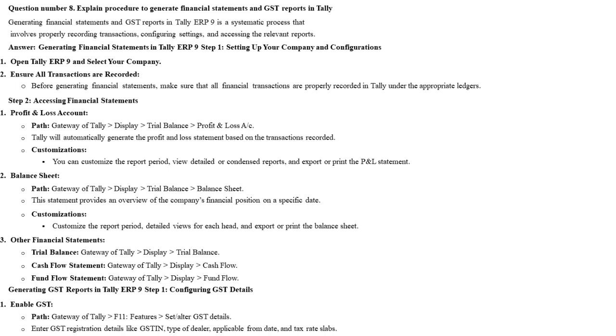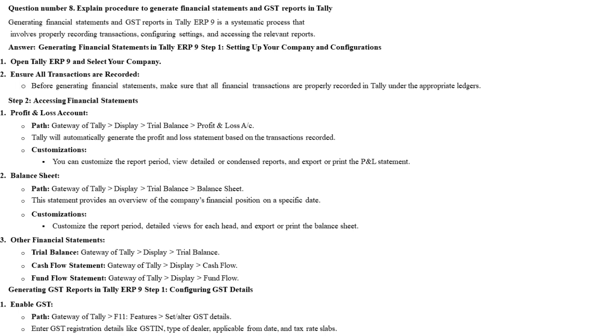2. Balance sheet. Path: Gateway of Tally, Display, Trial Balance, Balance Sheet. This statement provides an overview of the company's financial position on a specific date. Customizations: Customize the report period, detailed views for each head, and export or print the balance sheet.